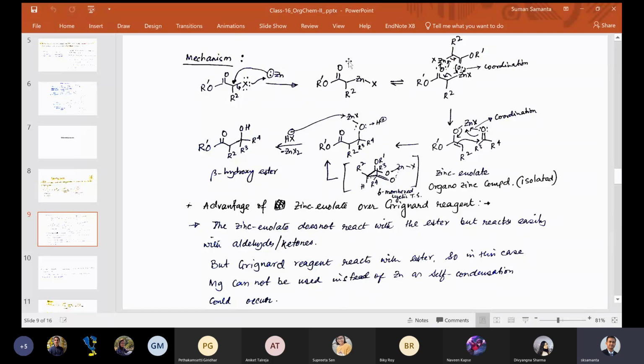Many times in interviews, people ask you to give an example of umpolung. Many students think that maybe the Grignard reaction is the only one with umpolung, but that is not the case. There are many reactions where umpolung happens, and you will find many different instances. This is another one. So we form this organozinc compound in the first step.